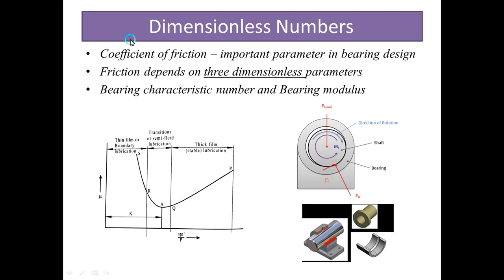See, as you know, the coefficient of friction is an important parameter in bearing design, and this friction depends on three dimensionless parameters. Two of them I am discussing now, and one more will be discussed in the next slide. So the first two are the bearing characteristic number and the bearing modulus. So what do you mean by this? Before learning the bearing characteristic number, you should know what the terms are. You can see what I have shown here.